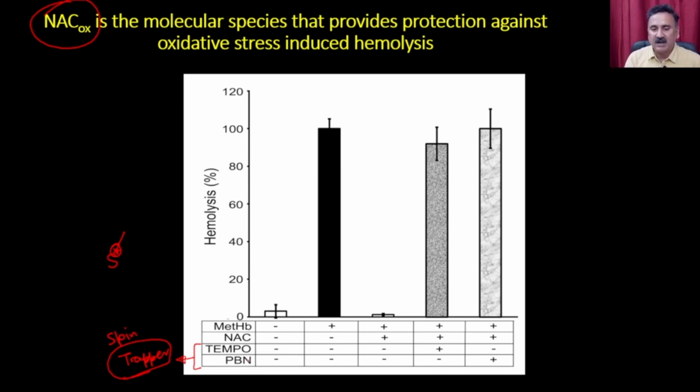So if you have the spin trappers, you will see the hemolysis even if the methemoglobin and NAC are present. If you have the methemoglobin, you are going to see 100% hemolysis. When you have the NAC, you are not going to see the hemolysis, but when you have the activity in the presence of TEMPO or PBN, you are going to see that the effect of NAC is getting reversed. That actually proves that there is a NAC oxidation product which is responsible for the inhibition of hemolysis.